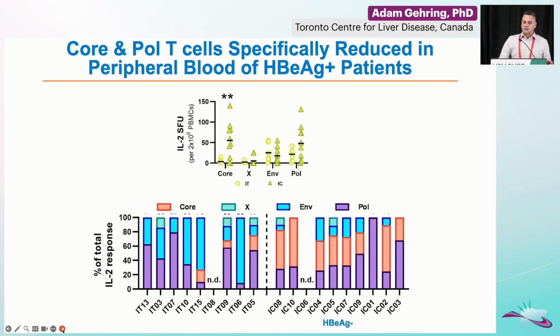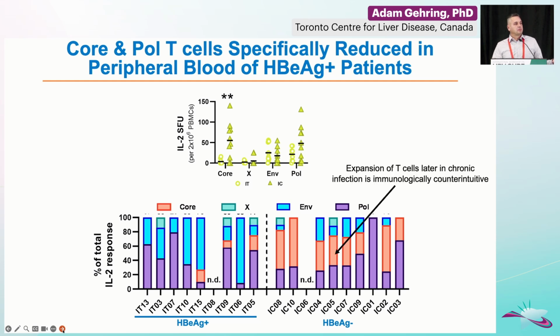And so when you look in these e-antigen-positive patients and you look at the proportion of T-cells specific for each of these antigens, what you see in the E-positive patients is it's dominated in the peripheral blood by polymerase and envelope. But as you proceed to e-antigen-negative infection, you end up getting this situation where the core-specific T-cells, seen in orange, become apparent in the peripheral blood.